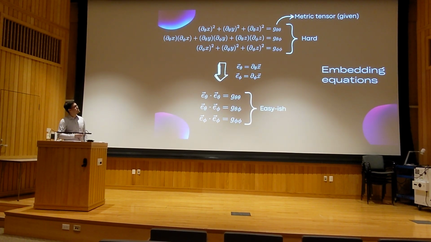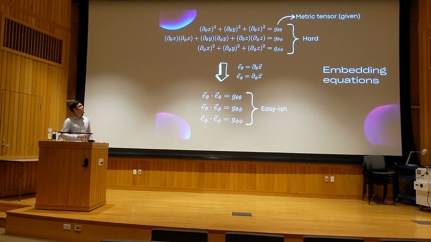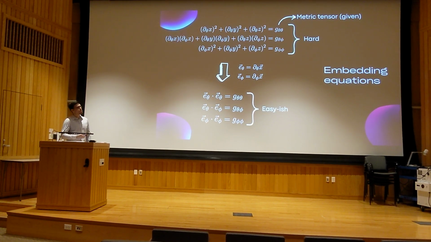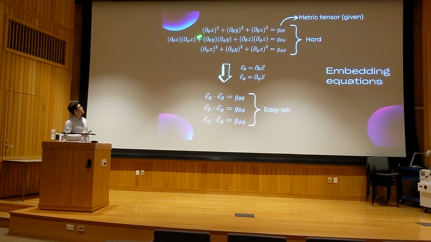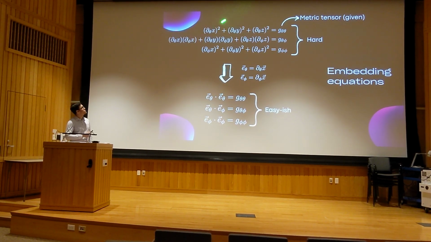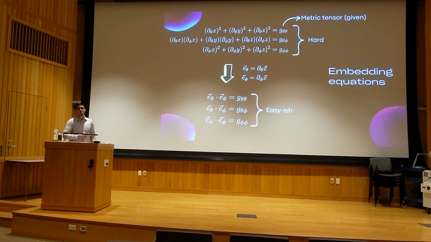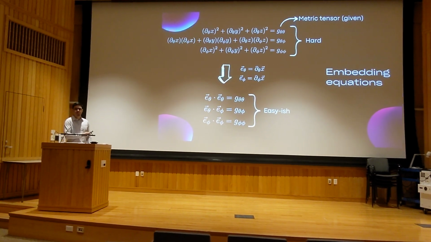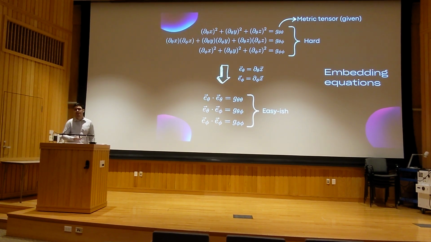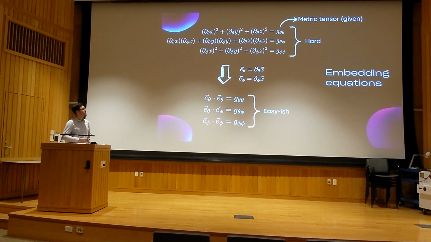We have x, y, and z. Those are our embedding functions, or our embedding coordinates. And notice that this is a very hard problem, right? We have partial derivatives here, and they are nonlinear because we are squaring them and multiplying them together. So it's a really hard problem to solve computationally. Many methods, as I mentioned before, have tried to solve this, but they're inefficient, or they blow up in some specific cases.